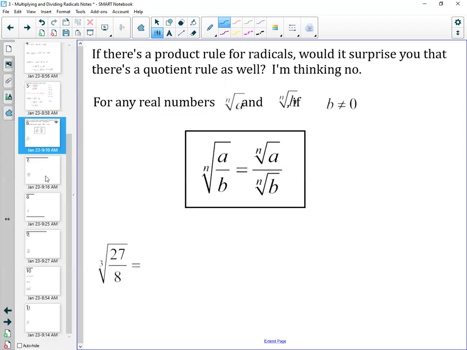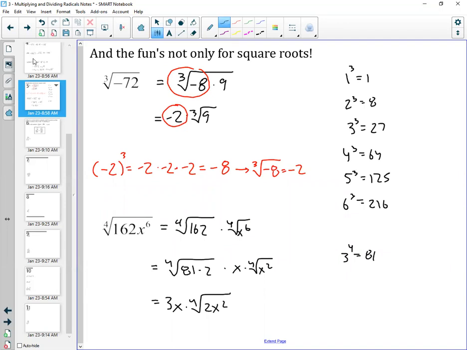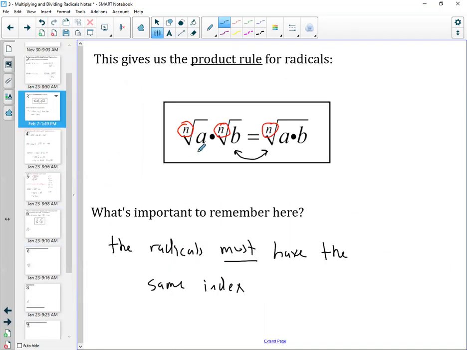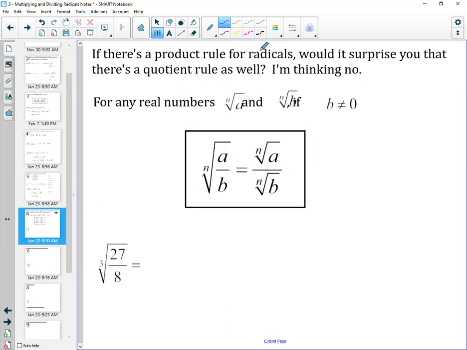Welcome back, guys. We just saw some things with this product rule, the nth root of a times the nth root of b. Anything where you have two radicals with the same index, you can multiply the things underneath them, keeping the index the same. And we have the same kind of rule for quotients, unsurprisingly, which says that if we have the nth root of some quotient, some fraction, basically we can write it as the nth root of the top over the nth root of the bottom.